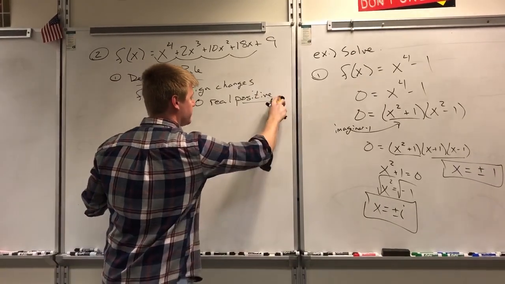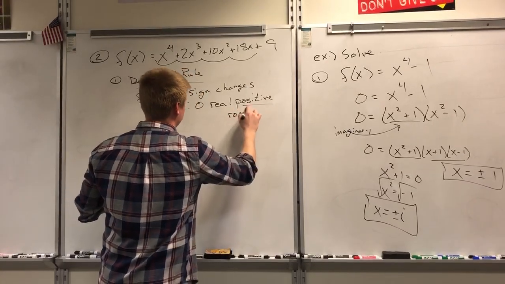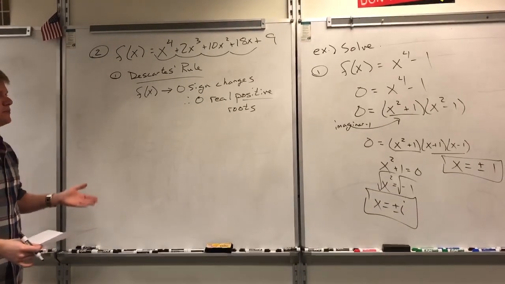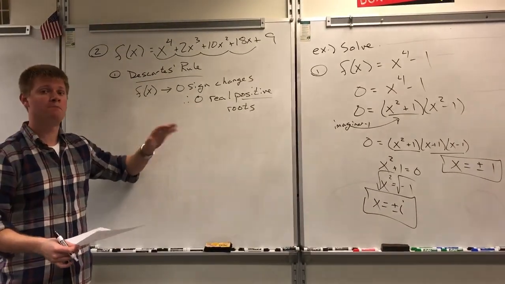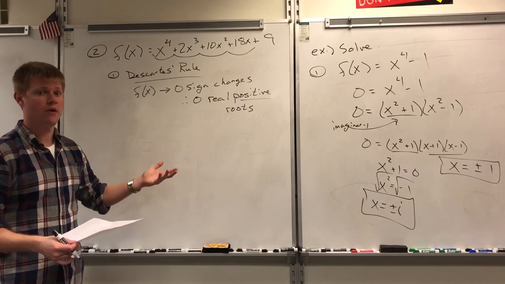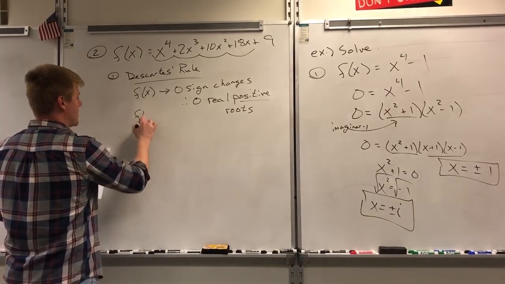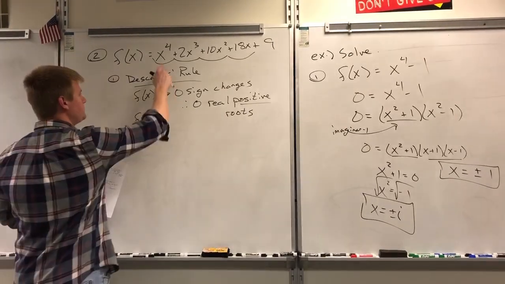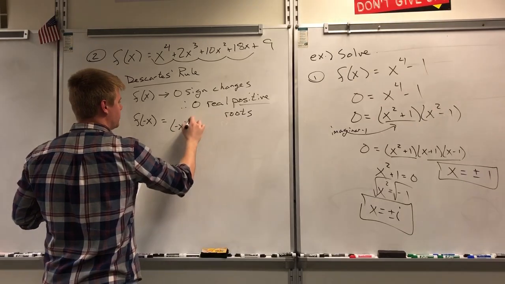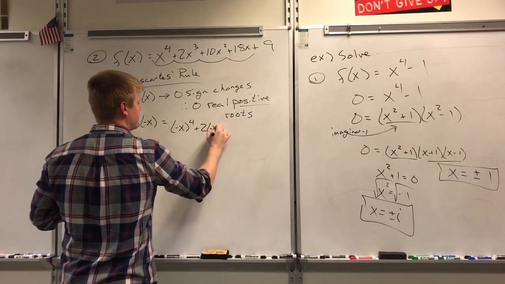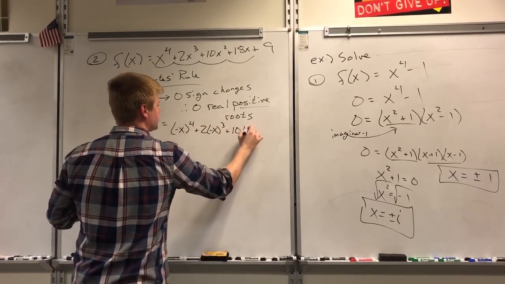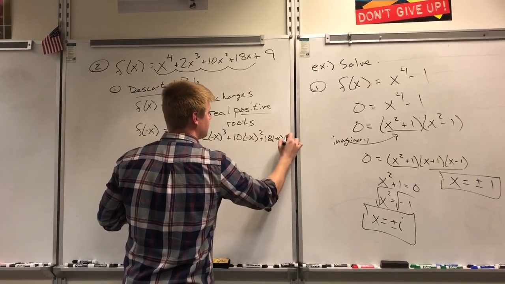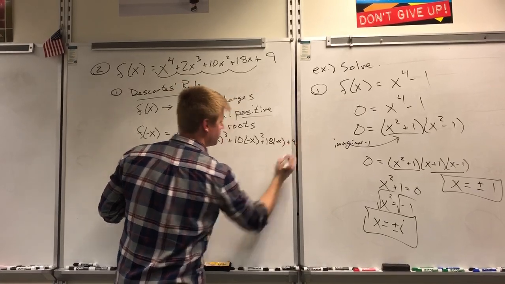Okay, so again, this was something else, and this is part of why I want to go through part of this here anyway. A lot of people mixing up this rule on the last quiz. Remember, Descartes' rule of signs means I count the sign changes. It tells me how many positive and negative roots that I will get that are real. Finally, remember, I also have to do f of negative x to count the negative roots. So I fill in negative x to the fourth plus 2 times negative x cubed plus 10 times negative x squared plus 18 times negative x plus 9.